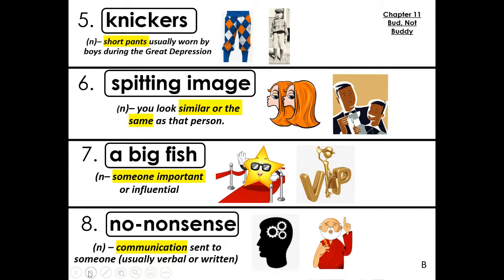So, push pause. Make sure you have all 4 words here. Knicker, short pants, spitting image, similar or the same. A big fish, someone important or influential, and no nonsense. Don't look at that definition, it's wrong. It's sensible or practical. So, knickers is Bud, spitting image is Bud, a big fish is Herman E. Calloway, and no nonsense is Herman E. Calloway. So, after you have these 4 words written down with the synonym and the quick sketch, push play.